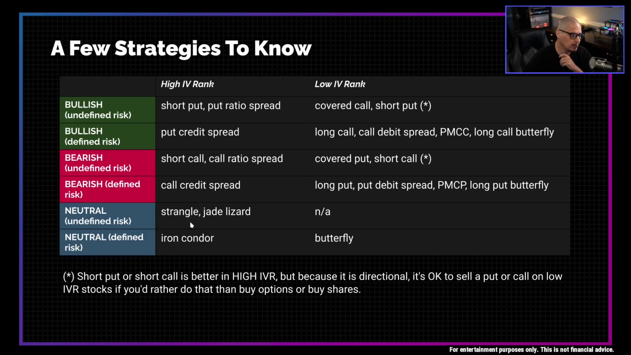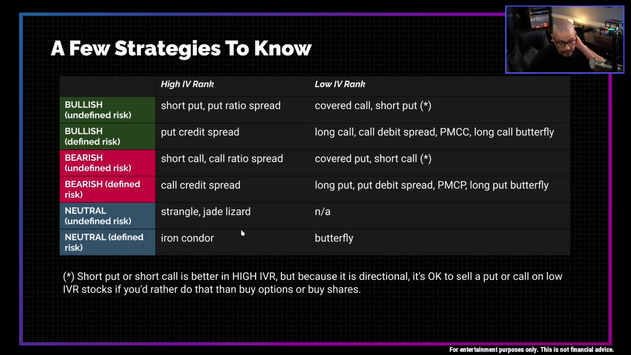Moving on to the neutral trades. So neutral undefined risk trades. For me, this is all about stocks that have good IV rank. So anything that has an IV rank above 30 and I don't have a directional assumption at all, my go-to strategy is the strangle. I sell a lot of strangles on a lot of different products.